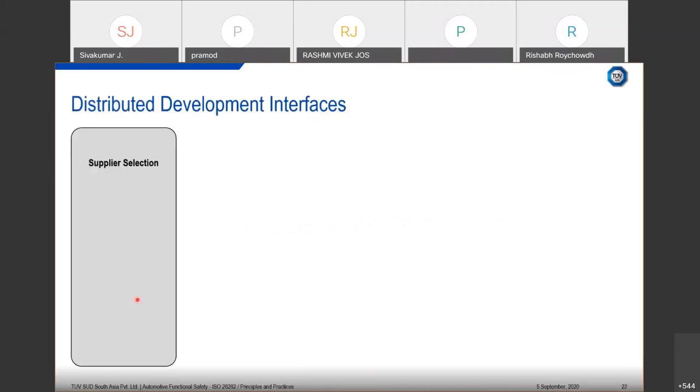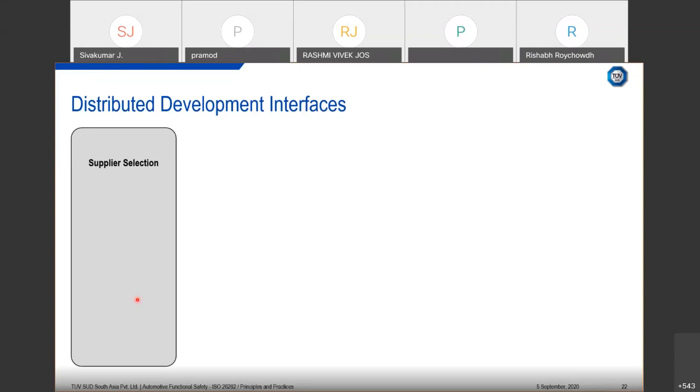Number one is the distributed development interfaces. Now we all know that the way we are working is very much distributed across different geographical zones, where we are interacting, exchanging our data and working together. In this kind of scenario, how are we effectively managing and delivering the work product with the required compliance? So that is an important aspect.